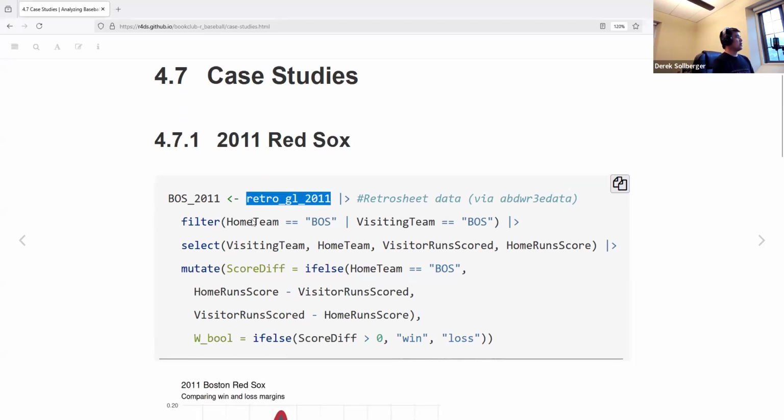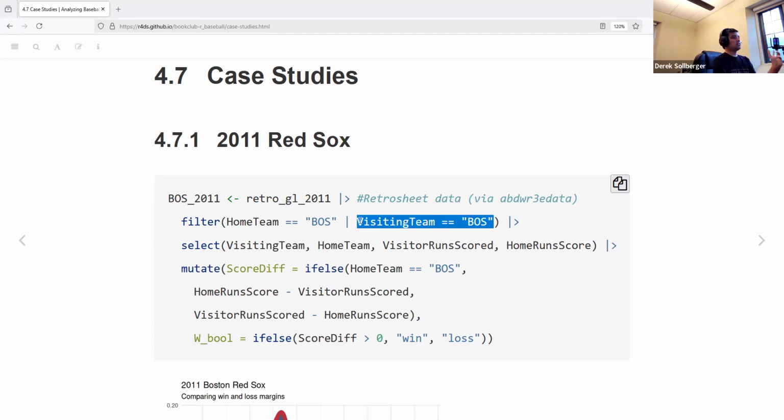They grabbed some Retrosheet data from the year 2011, and I'm going to focus on the Boston Red Sox team that year, and we'll mention why in case you've forgotten in just a bit. But in particular, I want to point out that when you're working with a more complicated data set like Retrosheet, this tends to be separated between home and visiting team. So you have to really keep track of which stats go with the home team, which stats go with the visiting team.